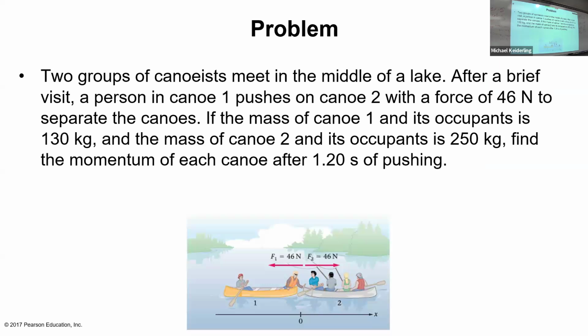So here's that problem. Two groups of canoeists meet in the middle of a lake. As long as the sum of the external forces equals zero, the sum of all the momentums initial equals the sum of all momentums final.